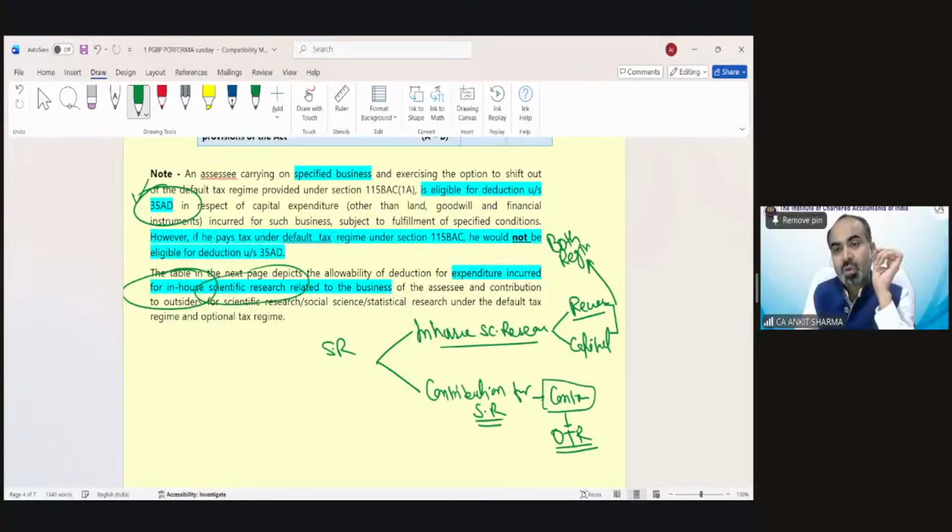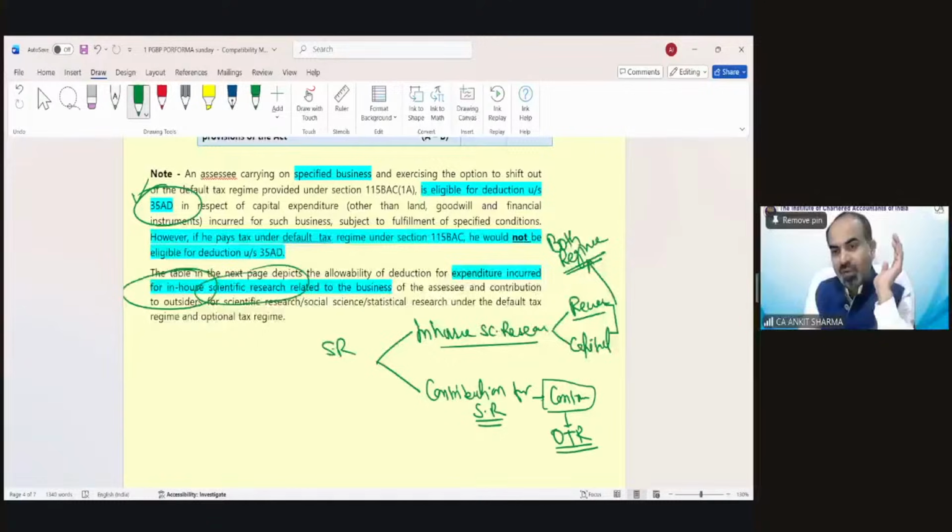So always in the question check that if it is in-house research expenditure of scientific research, whether it's revenue or capital, you can claim the deduction under section 35 under both regimes. If it is contribution, then only under optional tax regime you can claim this deduction.